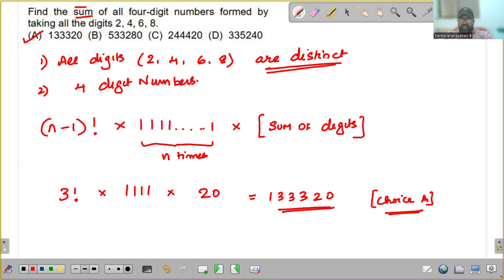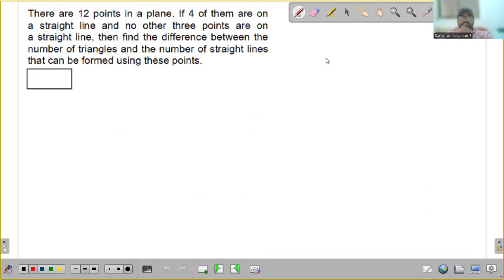Okay. Now, let us consider another question. There are 12 points on a plane, lying scattered. 4 of them are on a straight line and no other 3 points are on a straight line. The question is, find the difference between the number of triangles and the number of straight lines that can be formed.